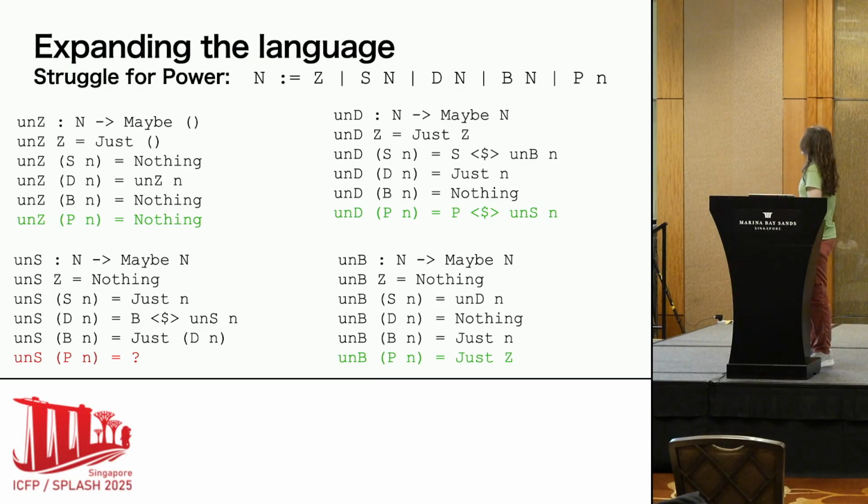So now if we want to add power to the language, things get interesting. At the start, it's easy. Is power 0? Never. By power, I mean 2 to the n of n. So pn is 2 to the n.